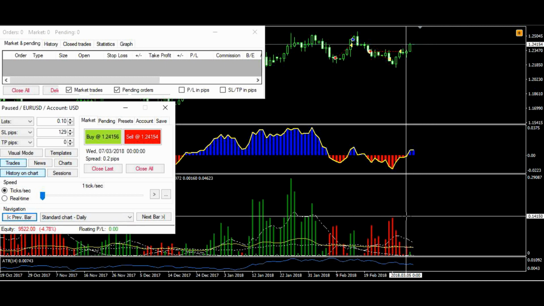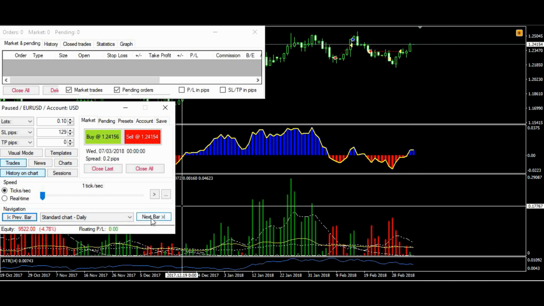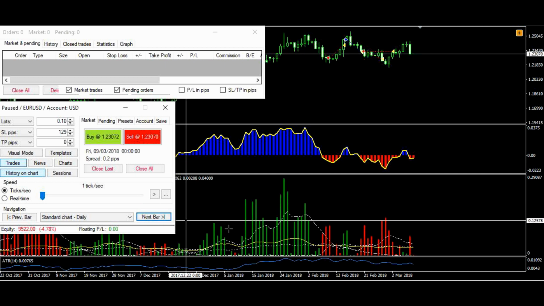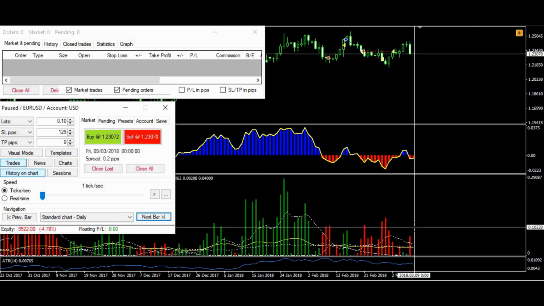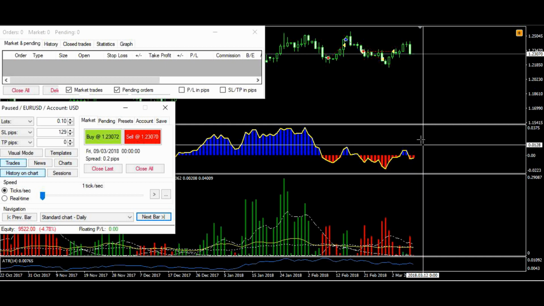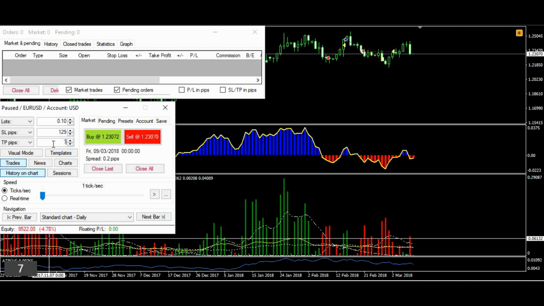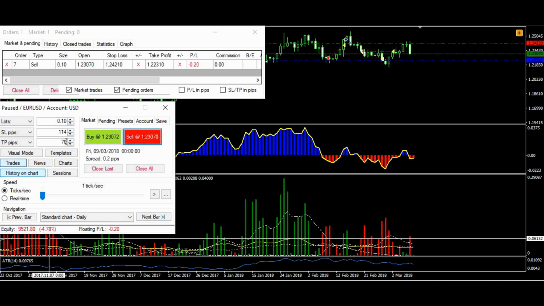Okay, so here we have a signal, but we have no volume. So let's keep going. Okay, now we have a signal going down, and we do have volume, so that is another sell. And our ATR is at 76, so that's going to be our first take profit level. And 76 is a 114 stop loss for both of them. Okay, so that's our first one.